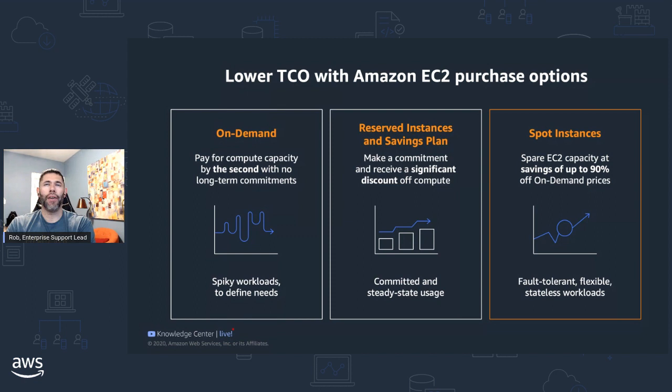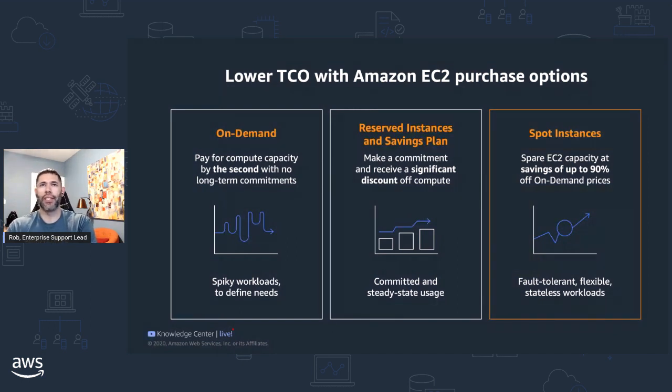Whether you're familiar with Elastic Cloud Compute or not, we have a few different options that you can use. We have on-demand instances. If you just go in and start using the AWS console, you might just spin up an EC2 instance and launch it as on-demand. This is just pay for compute capacity by the second. There's no long-term commitment, so you can start an instance, you can stop an instance anytime and just pay for what you've used. It's great for spiky workloads, and as you're getting started, you haven't defined what you're really going to use instances for. You can use on-demand to get started.